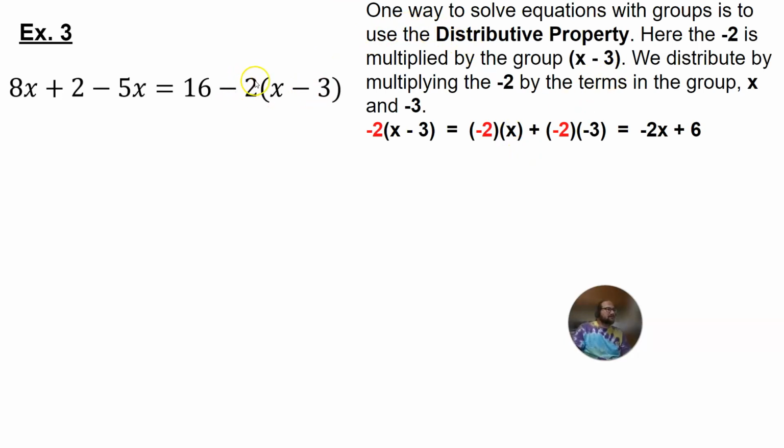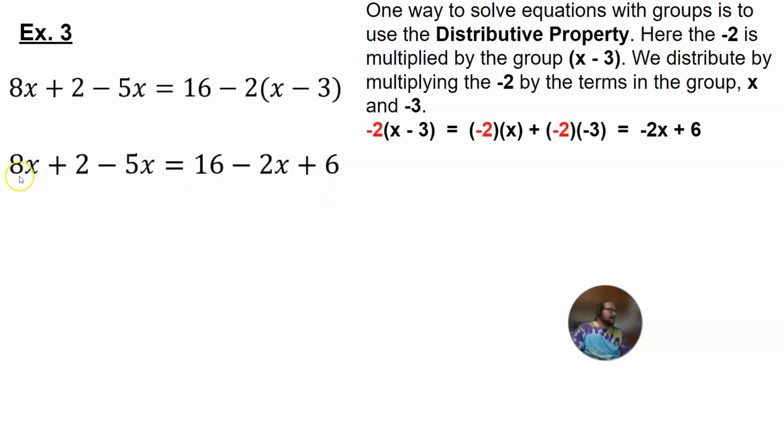Here, we got a -2 that's being multiplied by this whole group, x minus 3. The distributive property says you can take that -2, multiply by each term inside the group. So -2 gets multiplied by the x and by the -3. So -2 times x, -2 times -3, and we get -2x plus 6. So we can get rid of this group by distributing, and we get -2x plus 6.